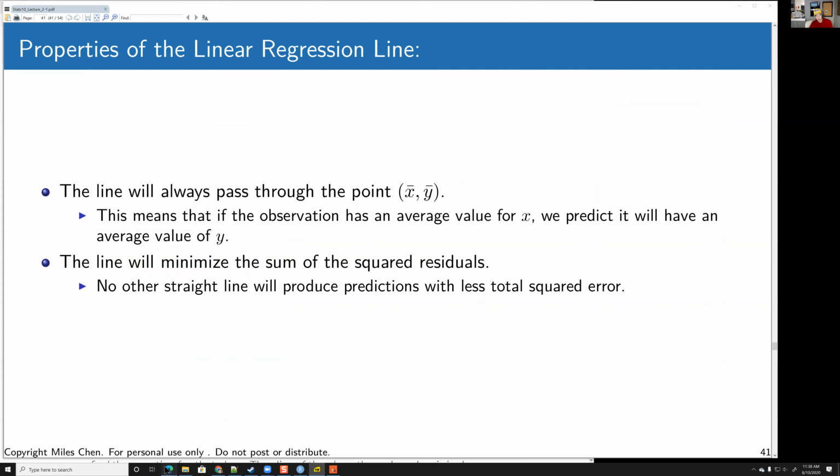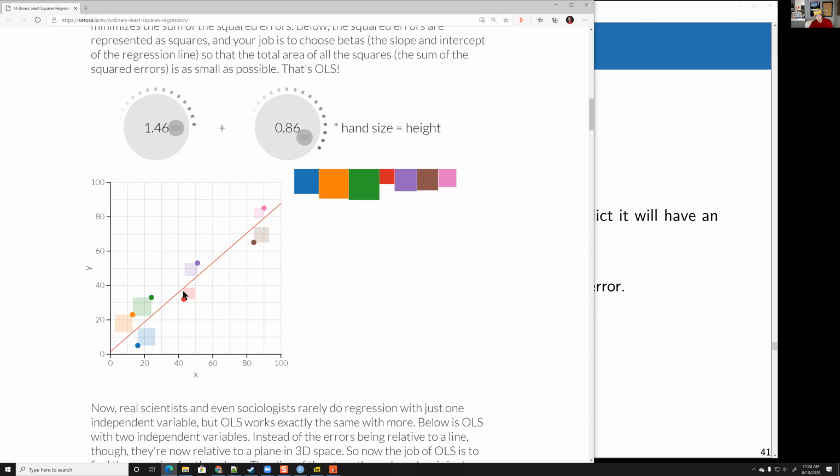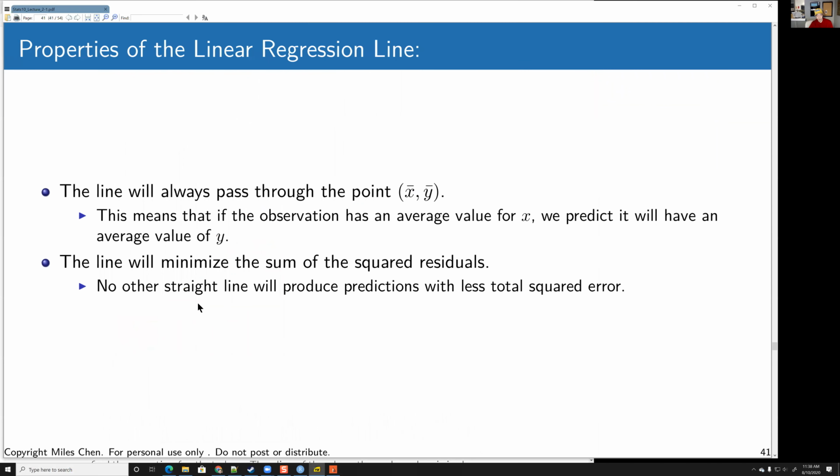The squared residuals: the residual is the vertical distance from each dot to the line. When you square that, you form a literal square. You take one on the side and make a square out of it, and that gives you this area, the squared residual. The linear regression line will minimize the sum of the squared residuals. There's no other straight line that will produce a smaller total squared residual.